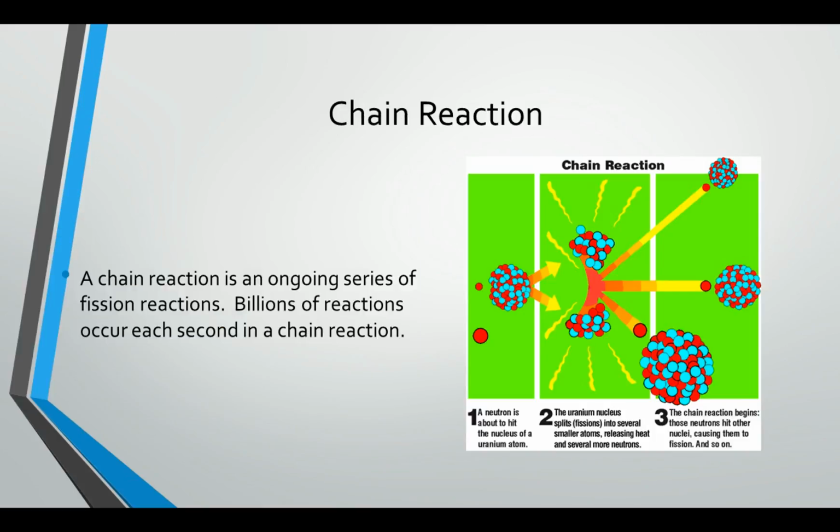The process that's hard to control is this chain reaction. It's like a domino effect, but a domino that's exponential or logarithmic rather than one after another. The chain reaction is an ongoing series of reactions. Billions of reactions occur each second. You have one neutron that hits the nucleus of a uranium atom, then it splits. Now you have 2 smaller ones with 2 or 3 more neutrons firing out, hitting more smaller things, and it just keeps growing and growing.